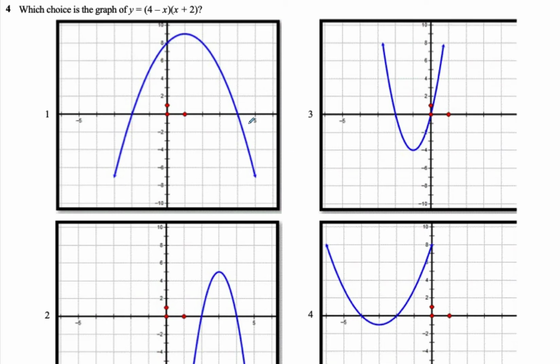In this case, what we have to recognize is the x-intercepts here. So from the first factor, the x-intercept is 4. From the second one, negative 2. So which one of them has 4 and negative 2 as their intercepts? Oh, okay, 4 here, negative 2. I think the first one is the only possible answer. That was simple. All right, let's move on to the next question.